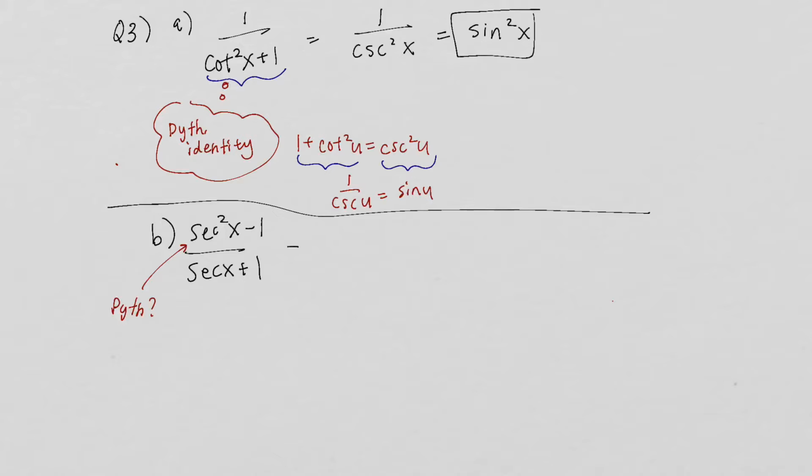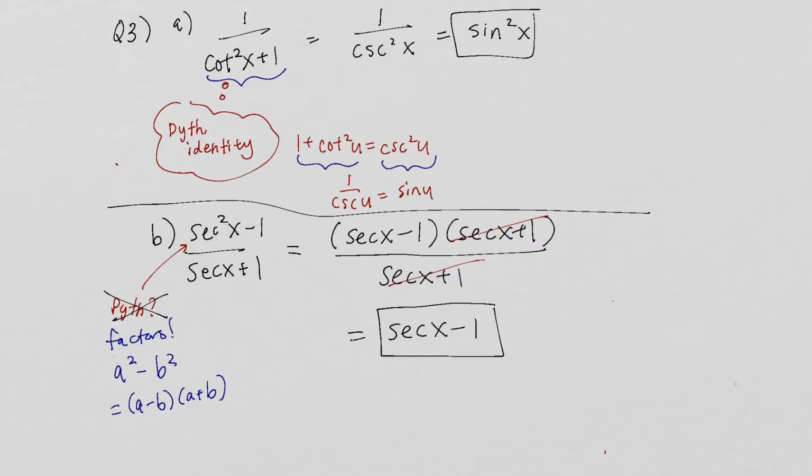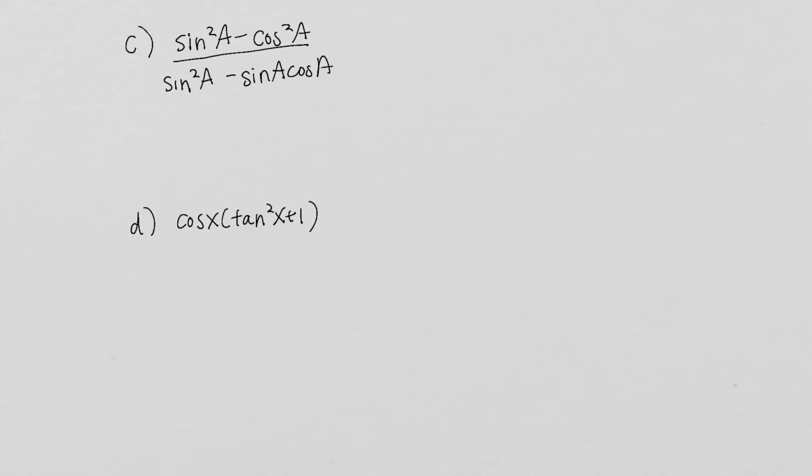So instead, I would notice that this factors. This is a difference of squares. Anything a squared minus b squared factors into a minus b times a plus b. And looking ahead, you can see that you're going to factor it into 2 terms, one of which is the same as the denominator that we already have. So let's factor this into the secant of x minus 1 times the secant of x plus 1. And then the denominator is just secant of x plus 1. So this entire term can cancel, and your final answer will be the secant of x minus 1. Make sense?